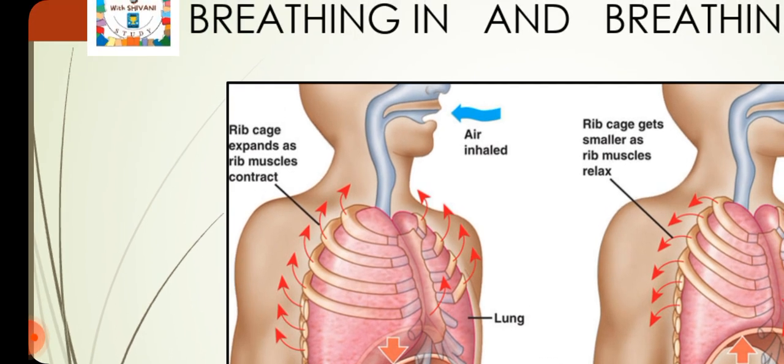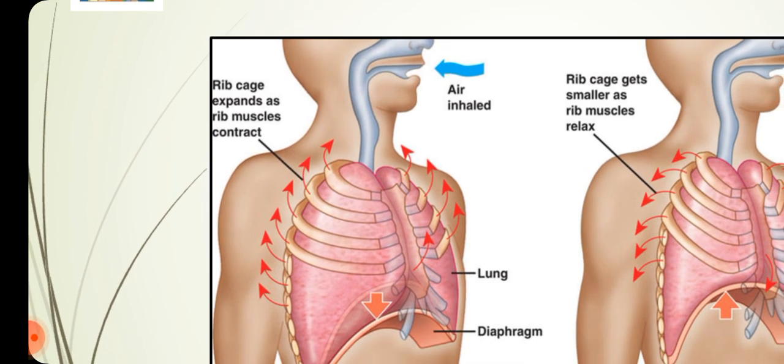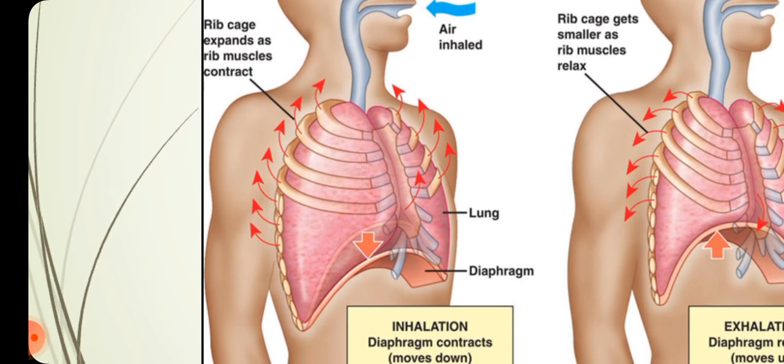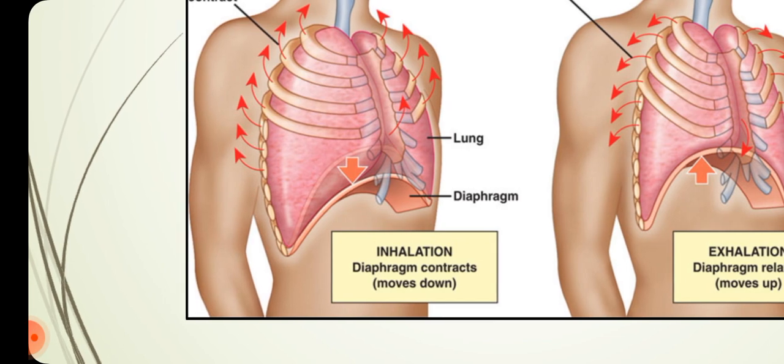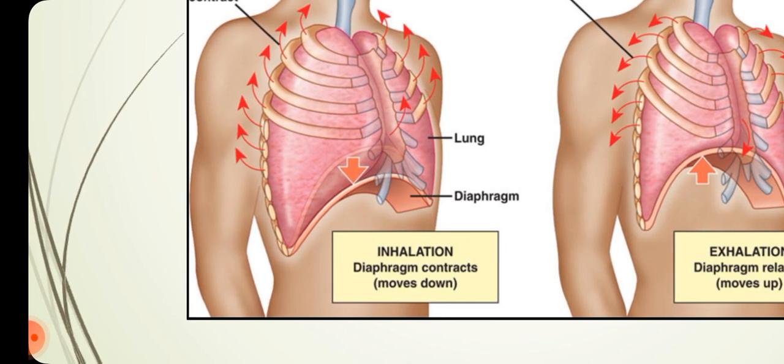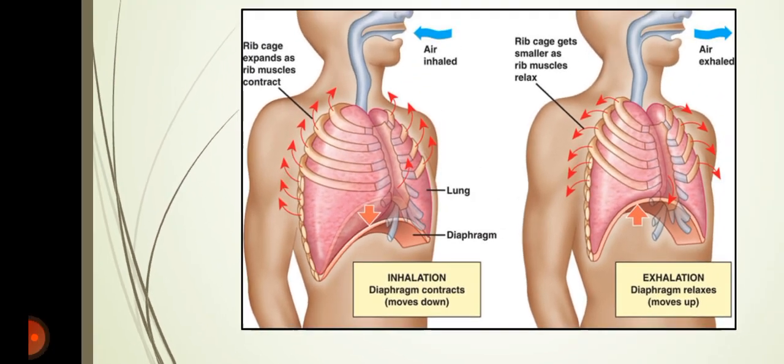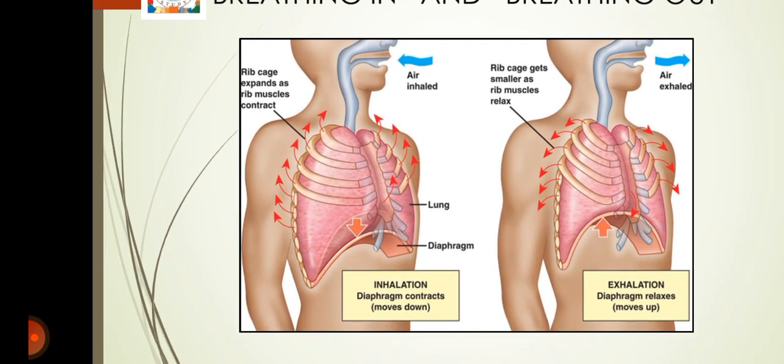So in the breathing in process, when air is inhaled through the nose, it enters the lungs through the trachea. The lungs are filled with air, so they expand. The chest becomes broader, the rib cage expands and moves outward and upward. The diaphragm is contracted and slowly moves down. Now, exactly the opposite happens during exhalation, when the air is moved out.